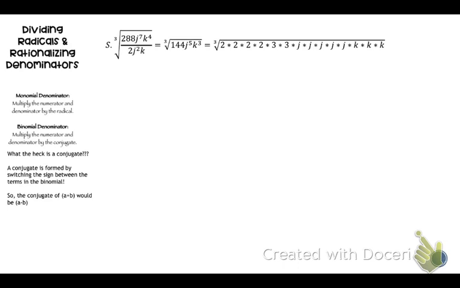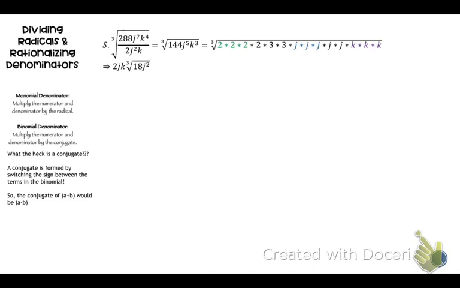So that's 2 times 2 times 2 times 2 times 3 times 3. We have 5 j's and 3 k's. So I have 3 2's, 3 j's, and 3 k's. So I can pull out a 2, I can pull out a j, I can pull out a k, and I'm left with 2 times 3 times 3, which is 18, and then j squared.